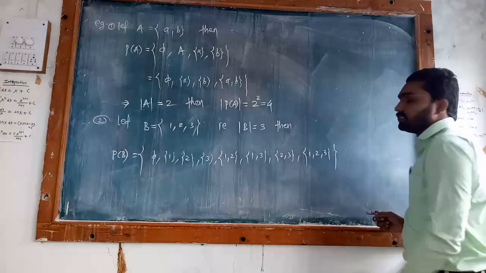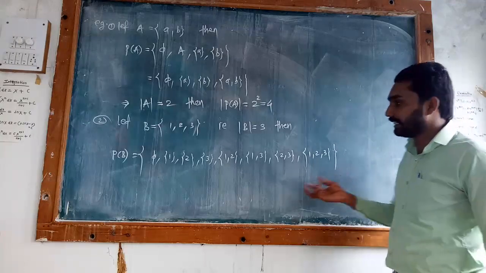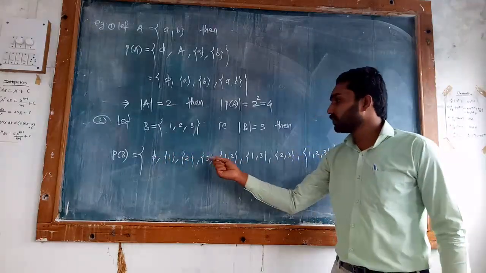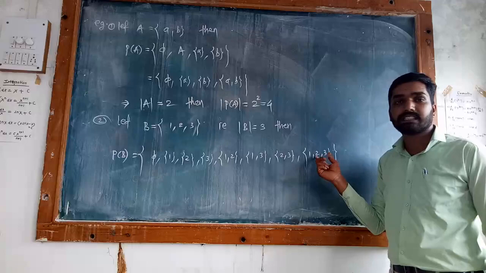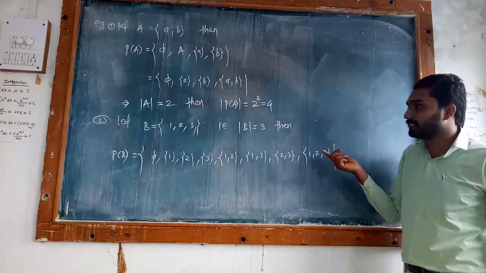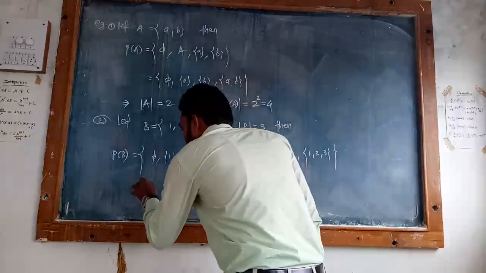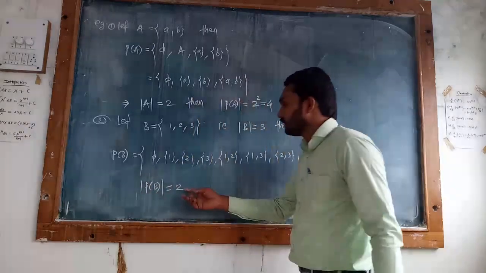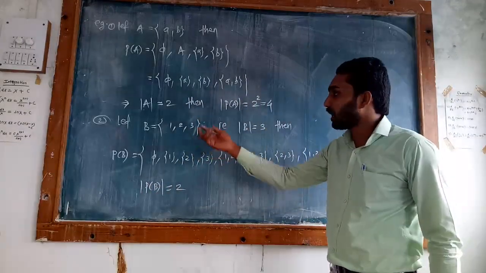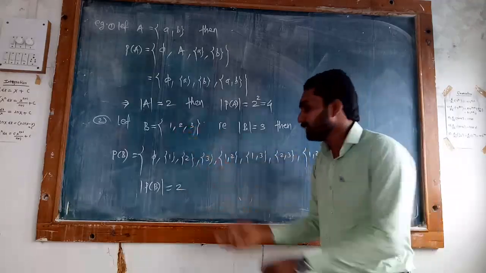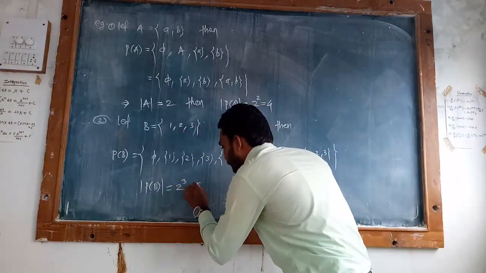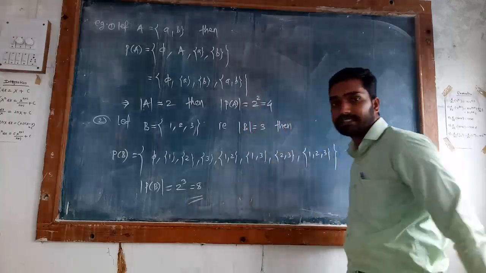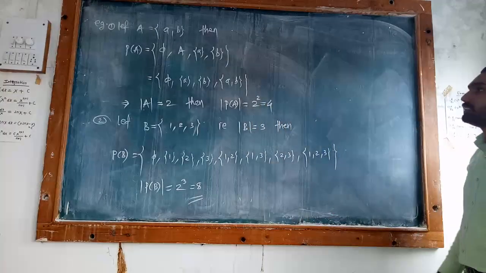Right? So how many elements are in the power set of B? 1, 2, 3, 4, 5, 6, 7, 8. That is 8 elements. Therefore, the cardinality of the power set of B equals 2 raised to n. How many elements are in set B? 3. So 2 raised to 3 is 8. It is so simple.